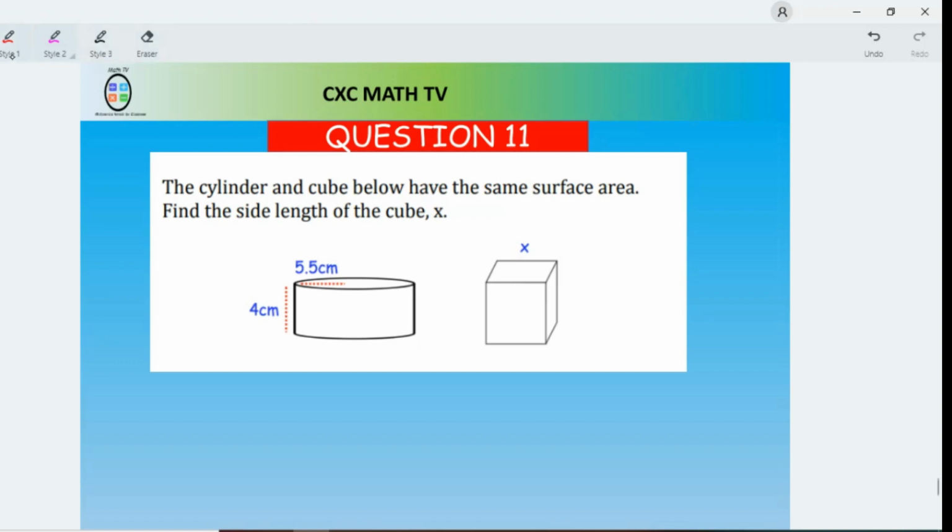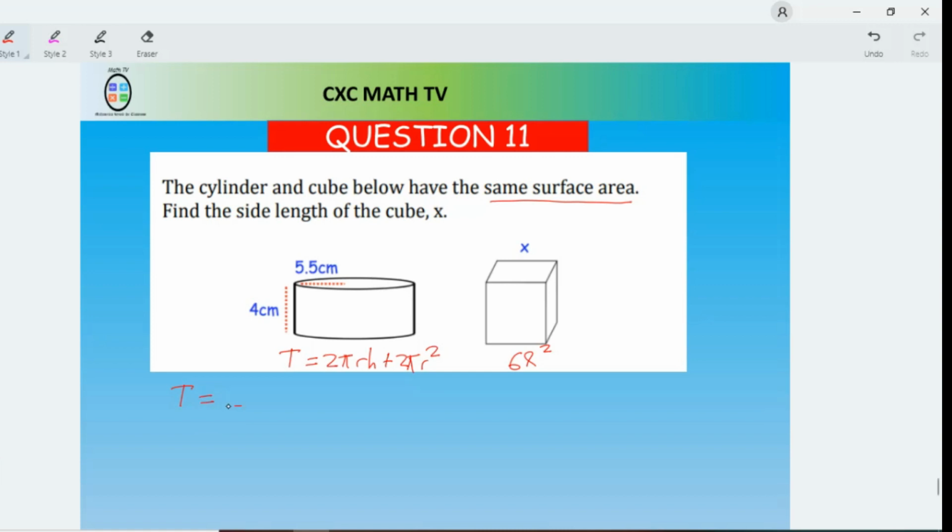Okay, let's go through it. First thing, what do we know? They have the same what? Surface area. Now, surface area of a cylinder, we said, is 2 pi r h plus 2 pi r squared. Surface area of a cube is 6l squared. Now, since they have the same total surface area, first, we can find the total surface area of the cylinder.